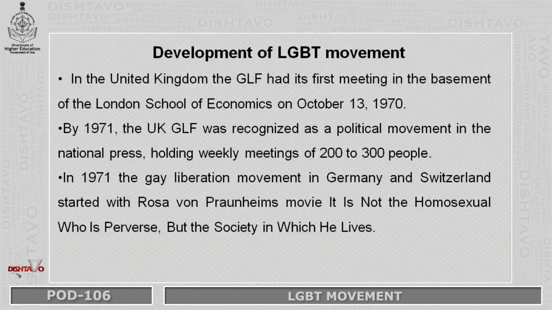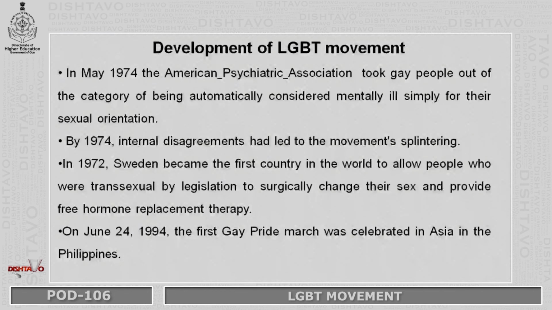In 1971, the gay liberation movement in Germany and Switzerland started with Rosa von Praunheim's movie. That is, it is not the homosexual who is perverse, but the society in which he lives. So basically, they wanted to change the kind of taboo that is there in the minds of the people about their orientation towards the homosexuals.